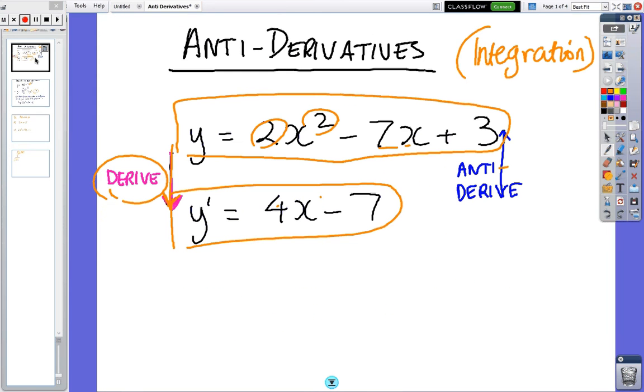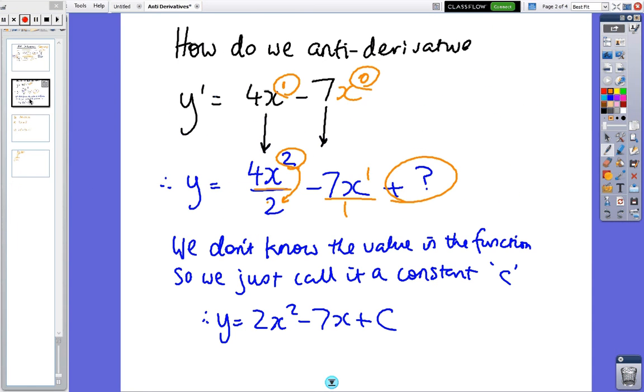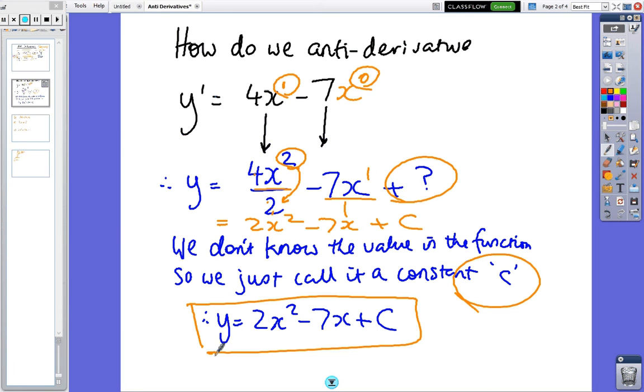Okay, so if you look at the previous example, if that number had been 3 or 13 or 30, it disappears. So what happens is we don't know what the number is at the end because we don't have any information. Now, obviously, we can simplify what we've got. Instead of putting plus question mark, we just call it a constant. It's a number. We just don't know what it is. And so the final answer is y equals 2x squared minus 7x plus c. And in our next video, we're going to have questions where you can actually find the value of c.